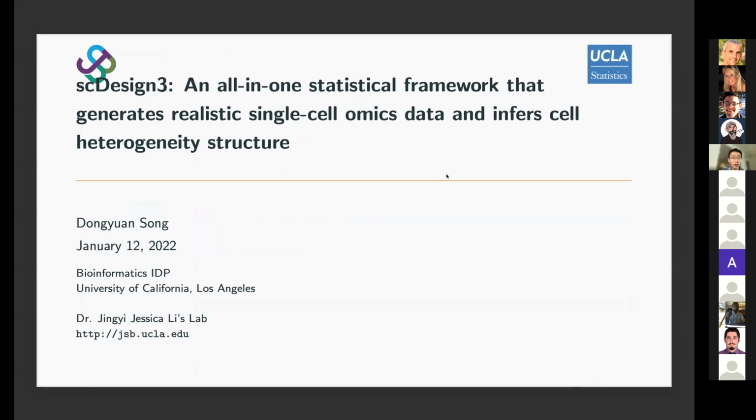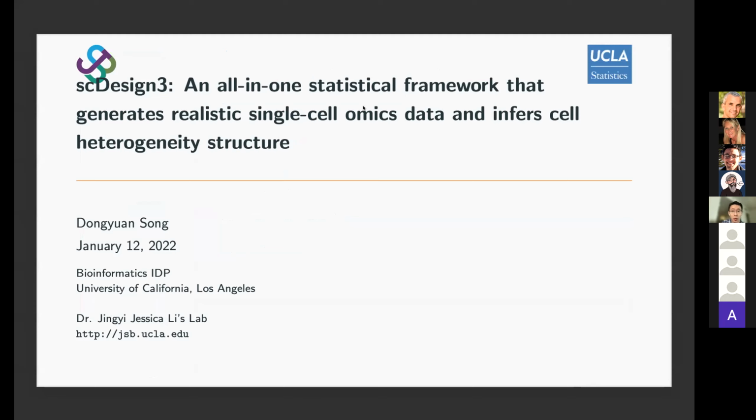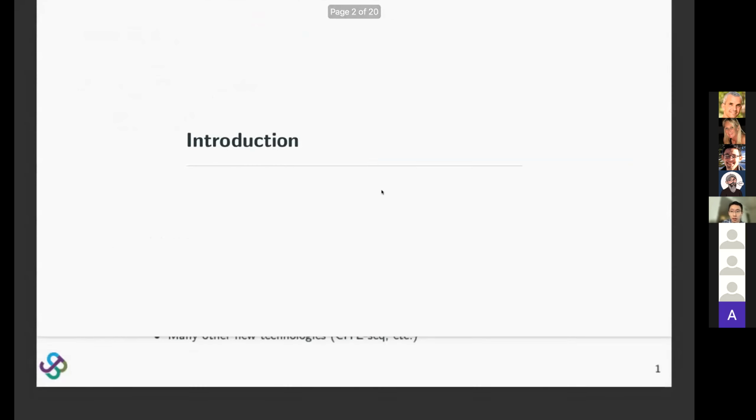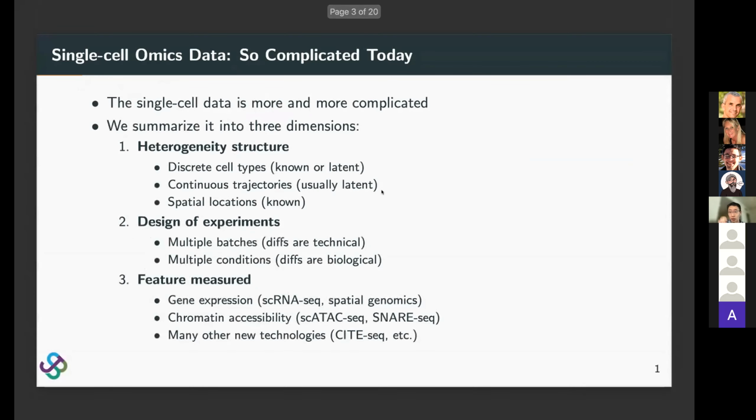So hello, everyone. My name is Dongyuan, and today I'm going to talk about our new work, scDesign3. We call this an all-in-one statistical framework, which can generate realistic single-cell data and infer different cell heterogeneity structure. Here I will give a high-level introduction about this problem.